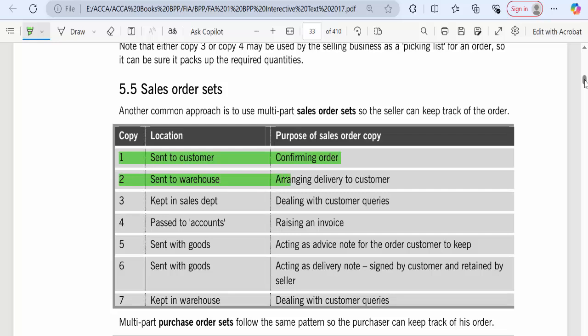2. Copy 2, sent to the warehouse, arranging delivery. Purpose: the warehouse receives this copy to start preparing the goods and arrange for delivery based on the details provided.